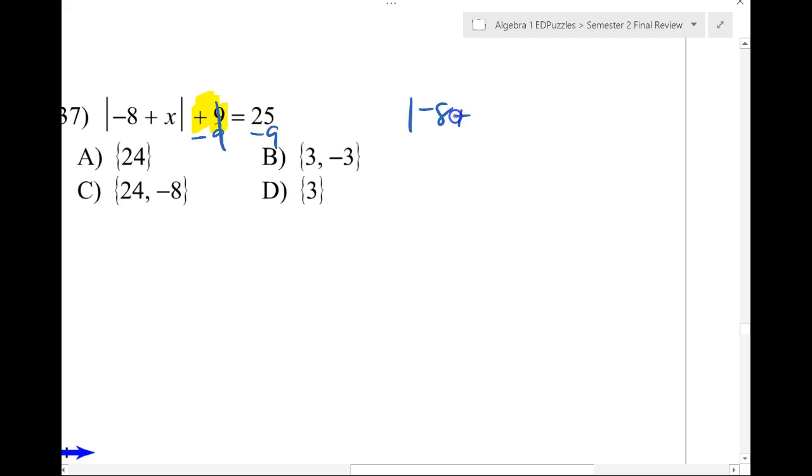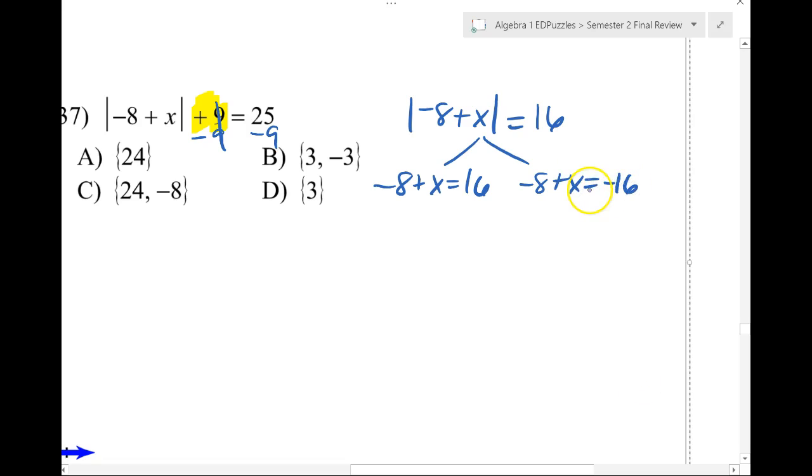Negative 8 plus x equals 25 minus 9. 25 minus 9 would be 16. Now I can split it into two. Negative 8 plus x equals 16, and negative 8 plus x equals negative 16. So remember, the second one changes.